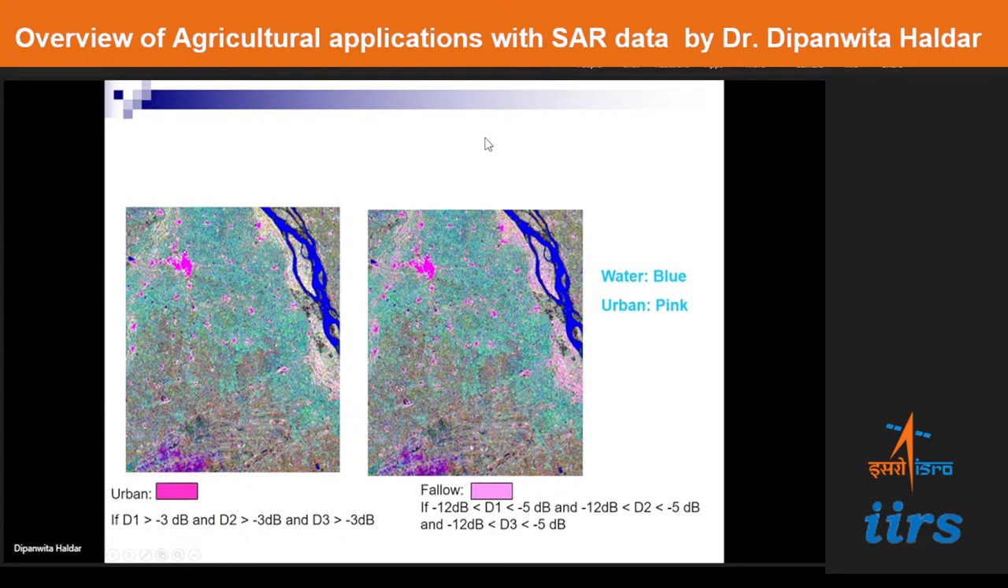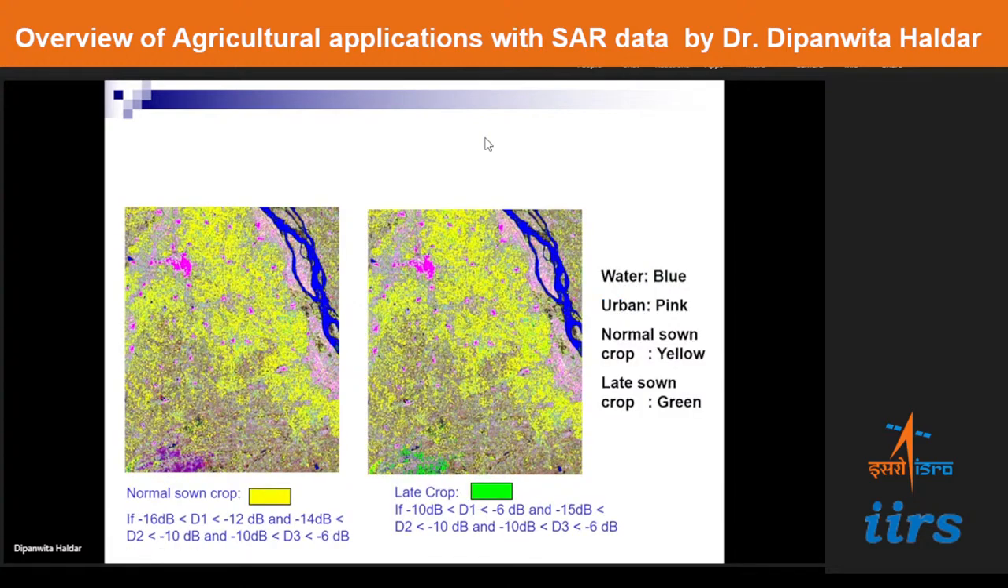Next we go for fallow. So what is fallow? It's not the rice crop, but the other areas where you may have some grass growth, or it may be non-vegetated fallow. So the backscatter will lie between -12 to -5 dB on all dates. So these pink areas near the river beds are some of the fallow areas, and also in the agricultural area you may pick up some points.